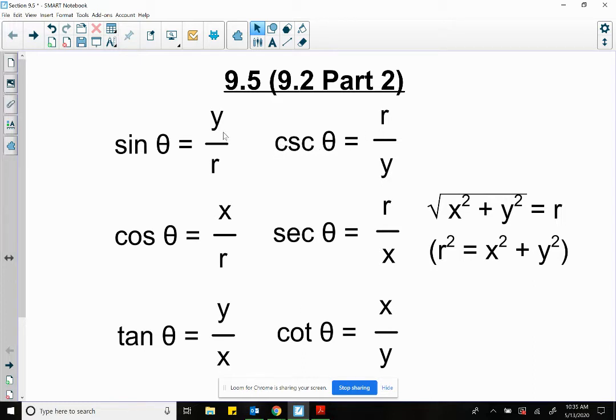Cosecant is the reciprocal of y over r, so you get r over y. Secant is the reciprocal of cosine, so you get r over x. And cotangent is the reciprocal of tangent, so you get x over y. Okay, again, everything that we're doing in here is just like 9.2. The only small teeny tiny difference is instead of being the unit circle where the radius is 1, now the radius can be whatever it wants. The circles can be larger, they can be smaller.